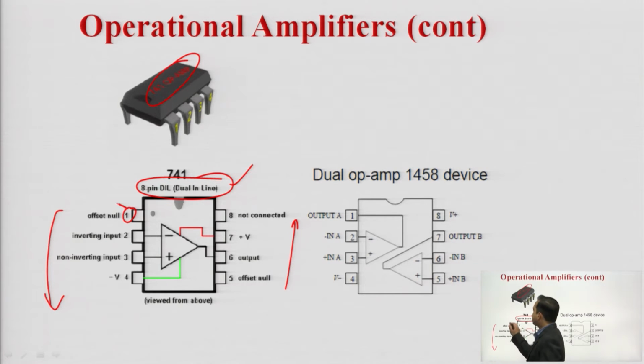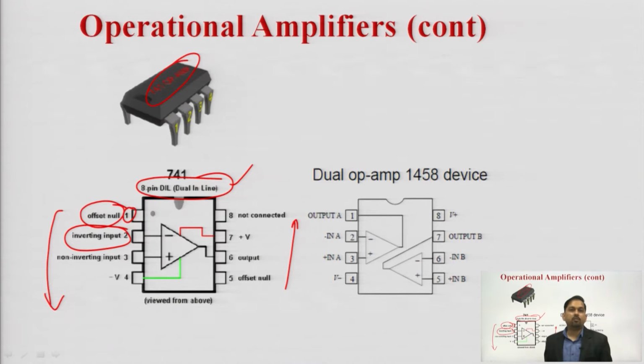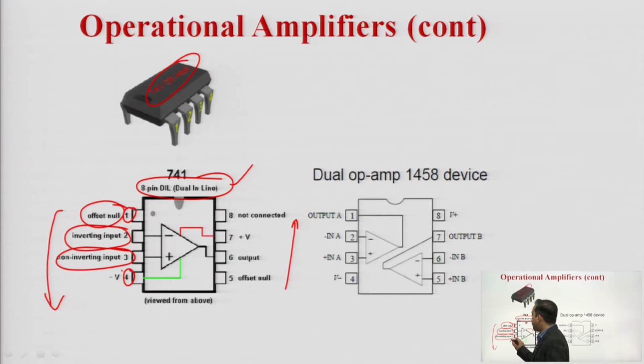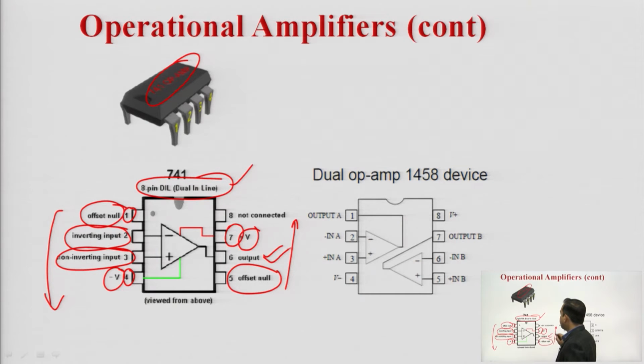So, the first pin is offset null. We will talk about this pin offset null. Second pin is the inverting input, meaning the negative input. After that, the third pin is the non-inverting input, meaning the positive input. Now, we have the fourth pin which is minus V and the seventh pin which is plus V. So, we can say that the op-amp basically operates on a dual power supply, plus minus V, and the fifth pin is offset null, the sixth pin is output and the eighth pin is not connected.